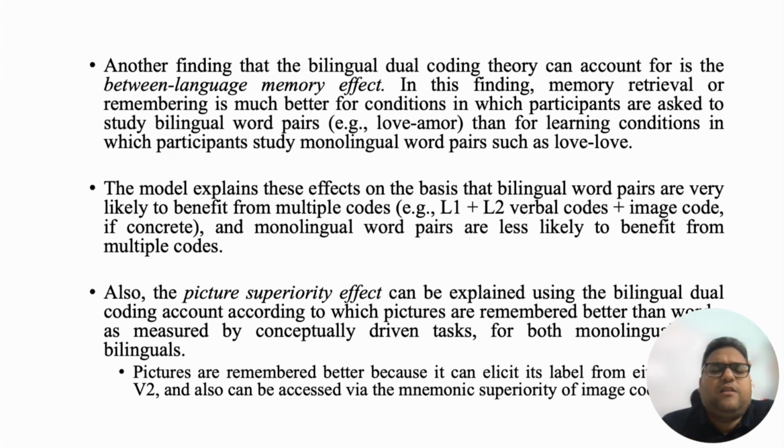Another effect that is very well explained by the bilingual dual coding approach is the picture superiority effect. According to the bilingual dual coding account, pictures are remembered much better than words as measured by conceptually driven tasks. Both bilinguals and multilinguals would very quickly generate the images, and they would be able to reach both verbal systems or a single verbal system as per the demand, and therefore pictures will be much easier to name as opposed to words.